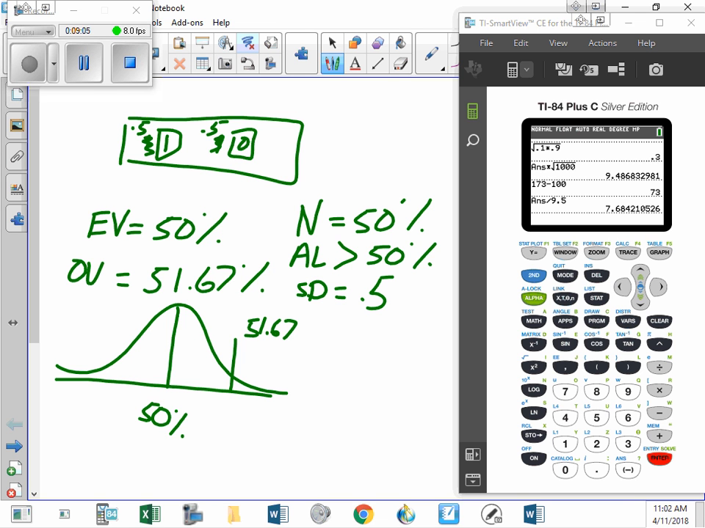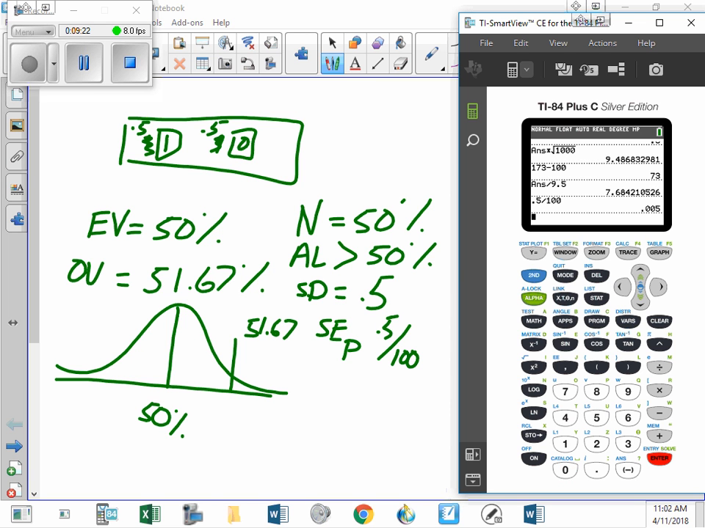And then my SEP is going to be 0.5 divided by 100, square root of 10,000. So 0.5 divided by 100 gives me 0.5%. So 0.5%.